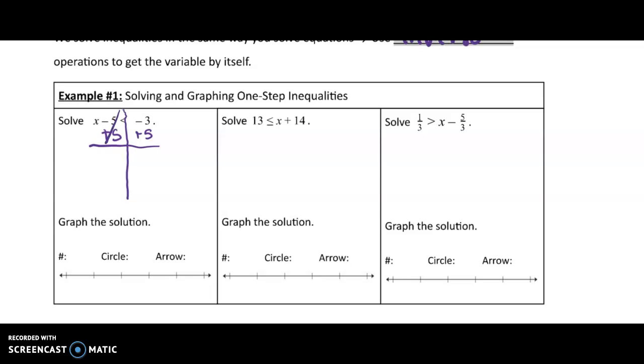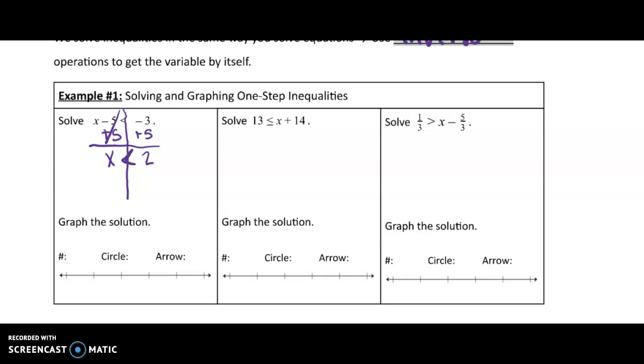So that way these cancel out. Negative 5 plus 5 gives us 0, so all that's left on this side is just x. And then negative 3 plus 5, those are different signs, so we subtract. 5 minus 3 is 2. 5 is bigger, so it's positive. And then we just bring down our inequality.